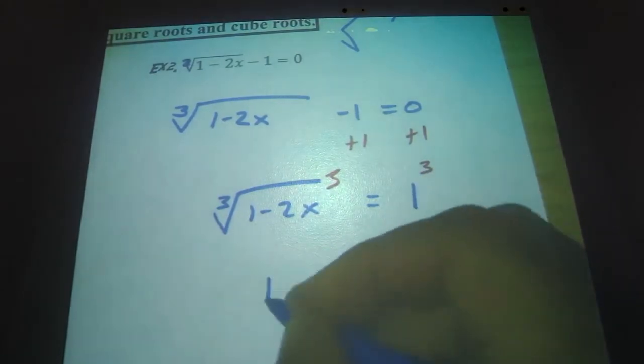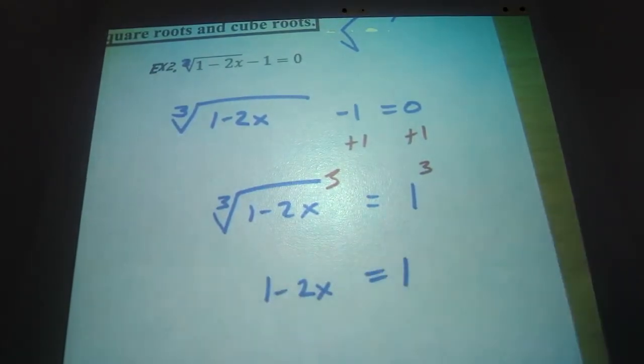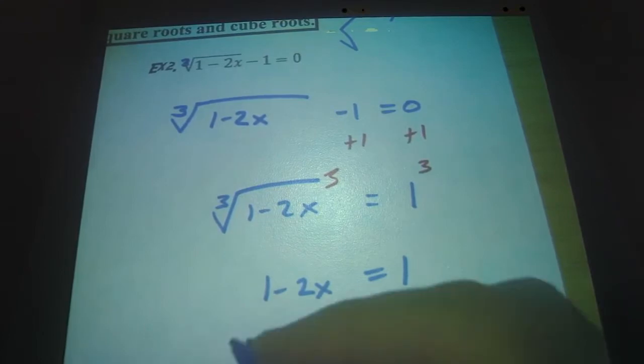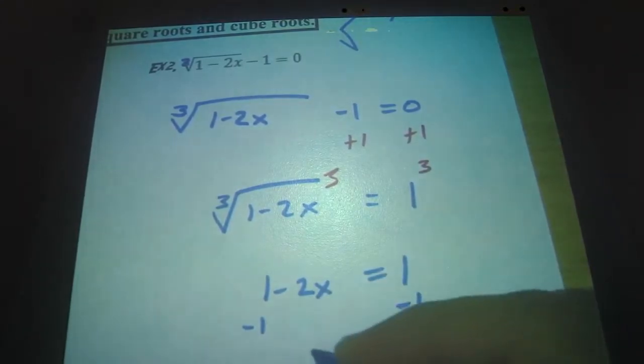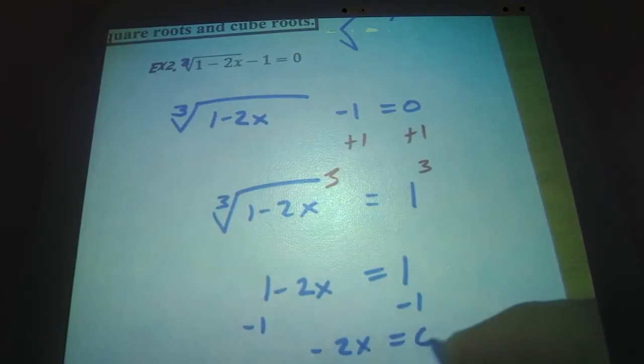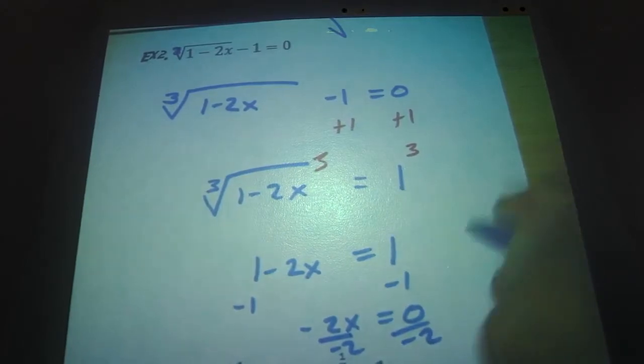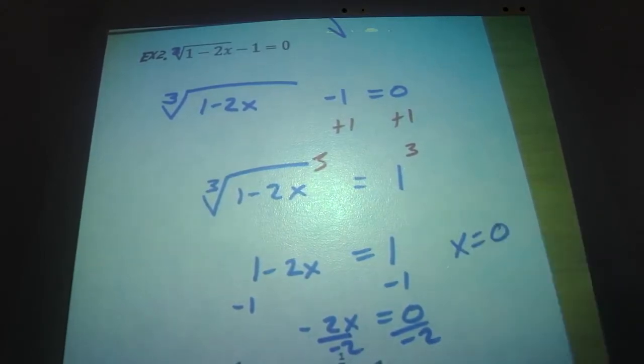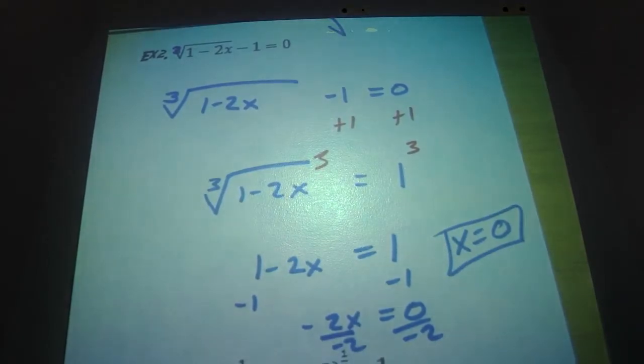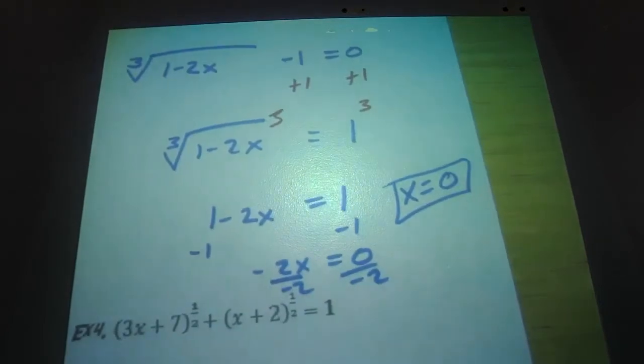And now this is a basic algebra equation. I've got 1 minus 2x is equal to 1. And then my last step, go ahead and subtract the 1 over. We get negative 2x equals 0. And then we divide by negative 2. And 0 divided by anything is 0. And it is okay to get 0 as a solution. Okay? Totally fine.